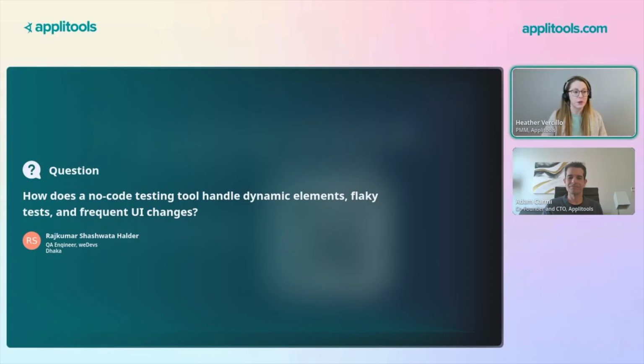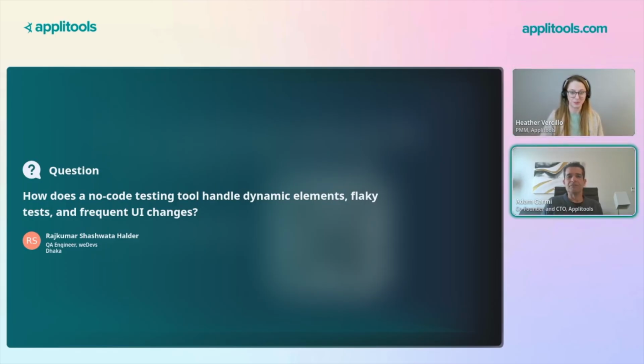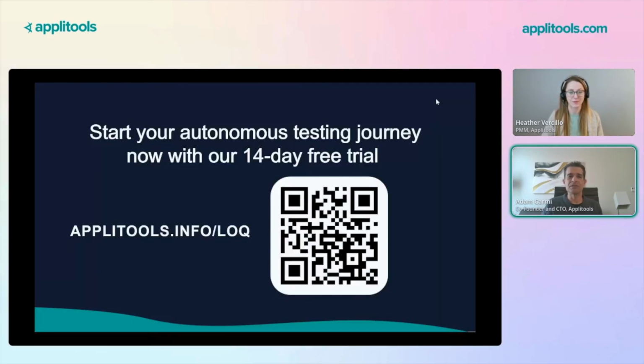How does a no-code testing tool handle dynamic elements, flaky tests, and frequent UI changes? Yeah, so as you saw, basically you can describe user interaction just as you can in code. You can refer to dynamic elements by saying things like the element to the right or below some anchor that is not dynamic. When it comes to visual assertions, it's very easy to handle dynamic data.